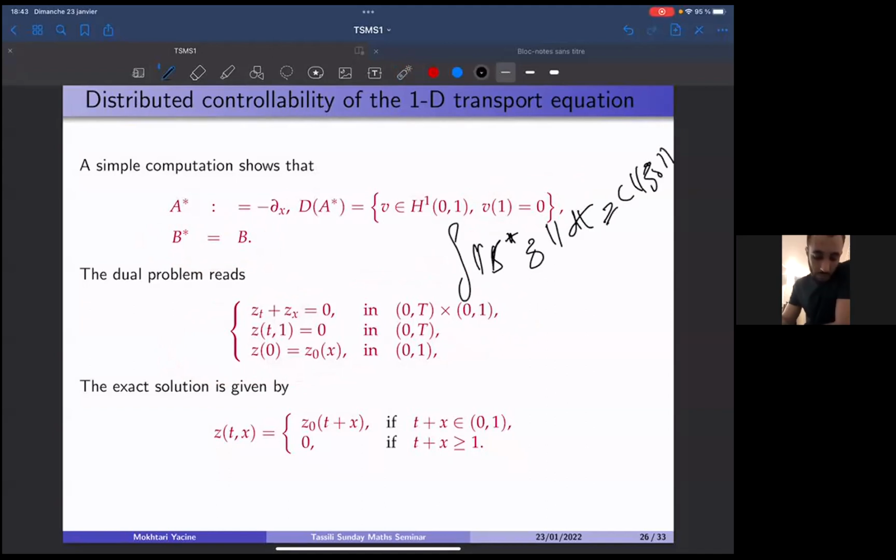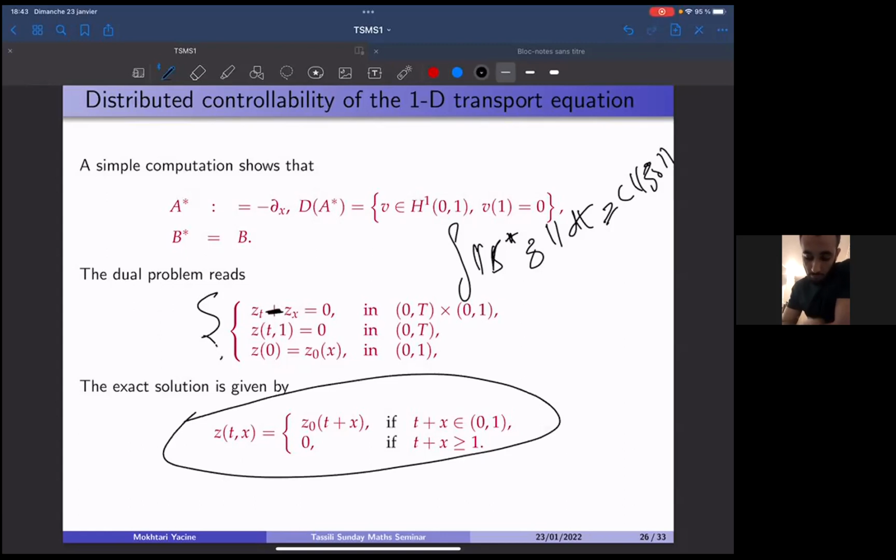To proceed, we can compute this very simple system that can be solved by the characteristics method, and we can prove that the solution is given, sorry, there is a minus here, by this formula. So we are in this region now, this one. This is the region of influence of the initial state, and it is 0 otherwise.